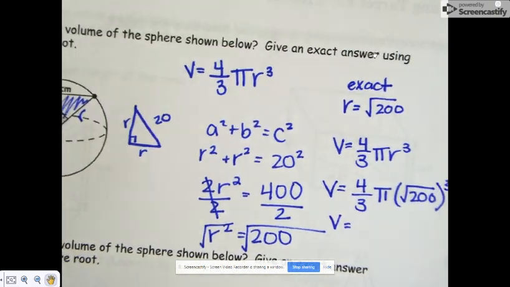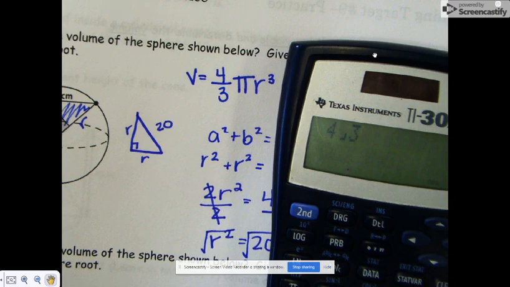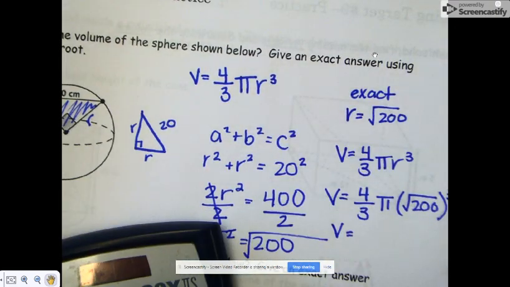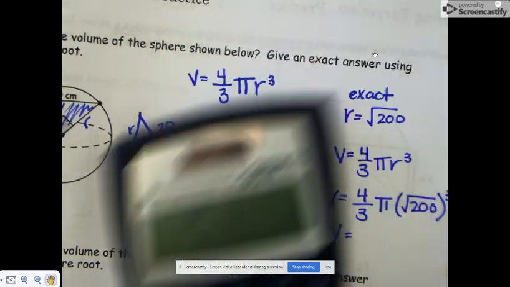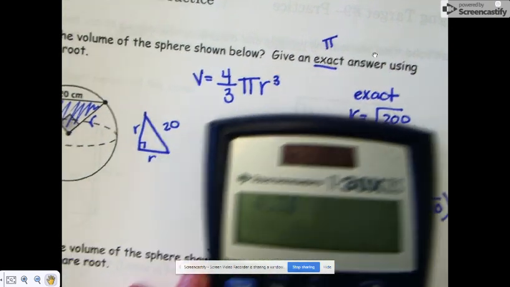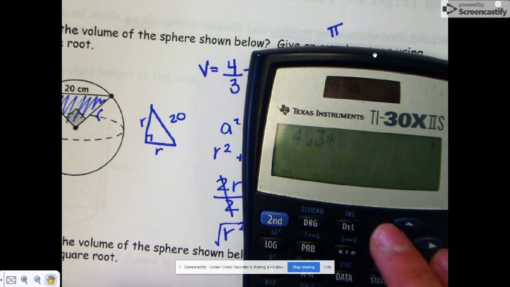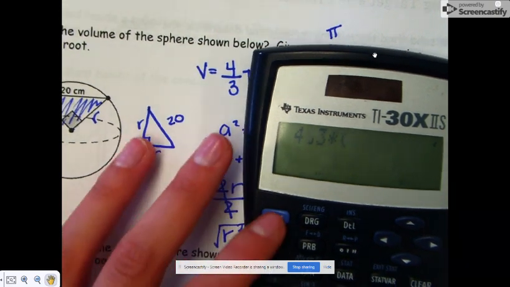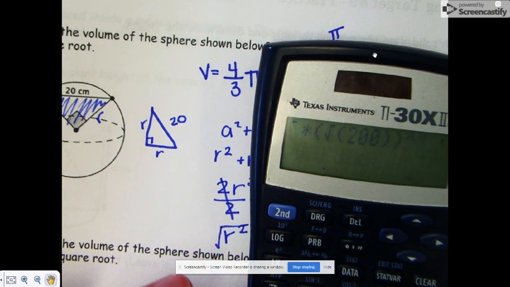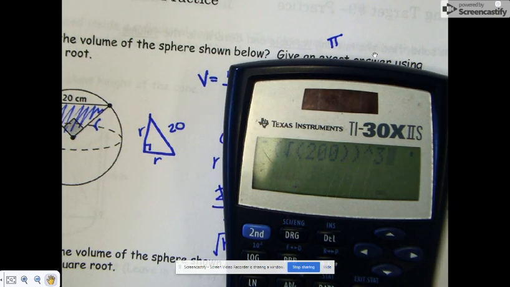So take your calculator. You're going to type in 4/3 using the A-B button. So 4/3 times pi, but this one wants you to leave it exact, so we're going to leave pi in the answer. Okay? So I'm just going to multiply 4/3 times the square root. Actually, I'm going to put parentheses first. Parentheses, the square root of 200. And I want that to the third power. Okay? So it's kind of a lot. If you want to do it separate, it's okay.